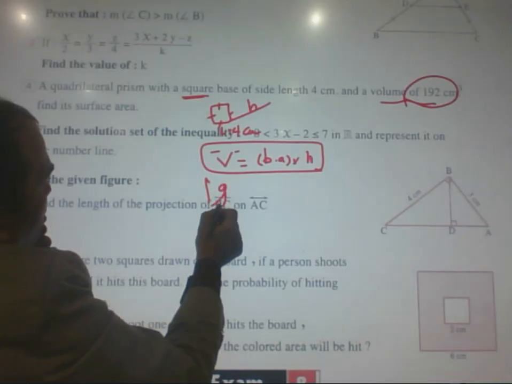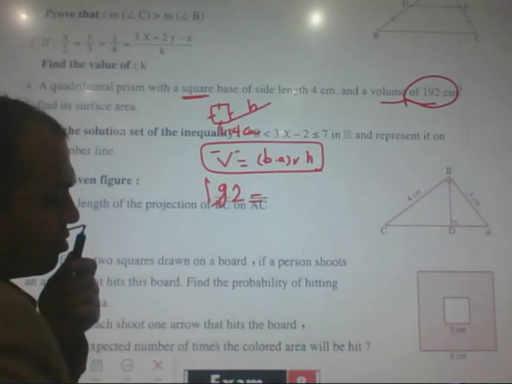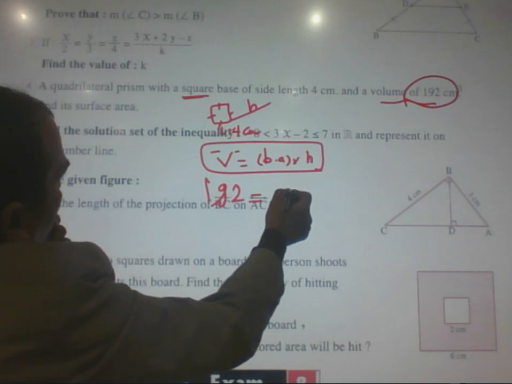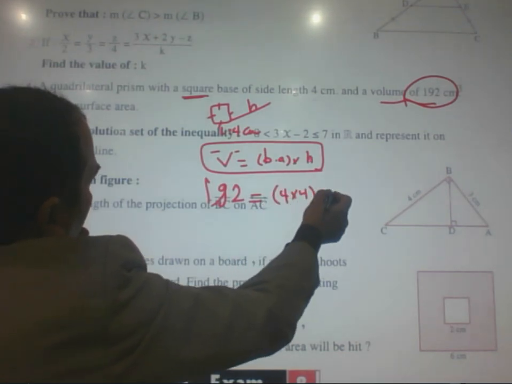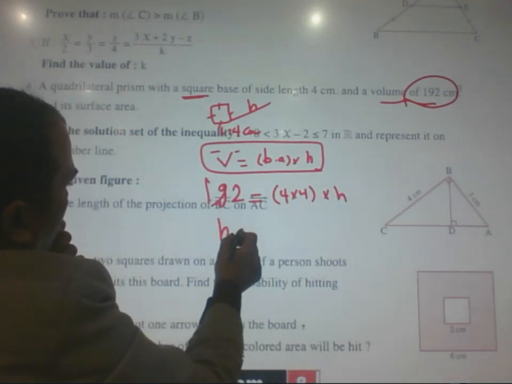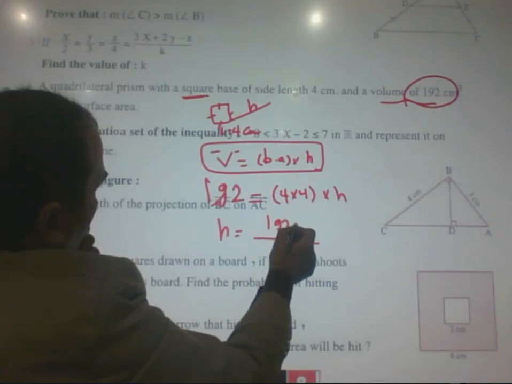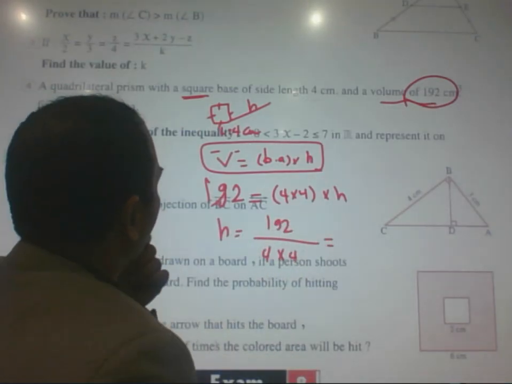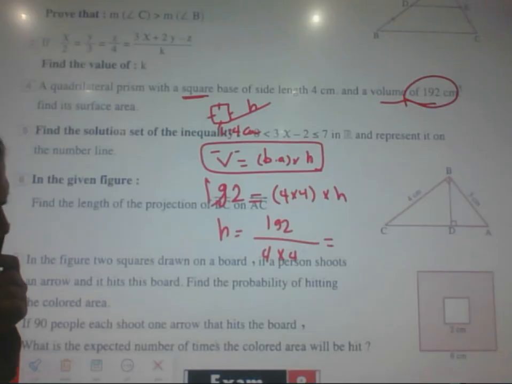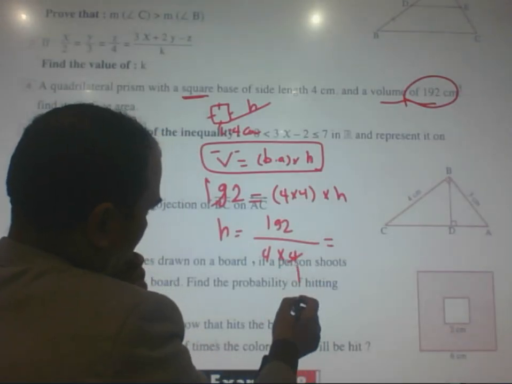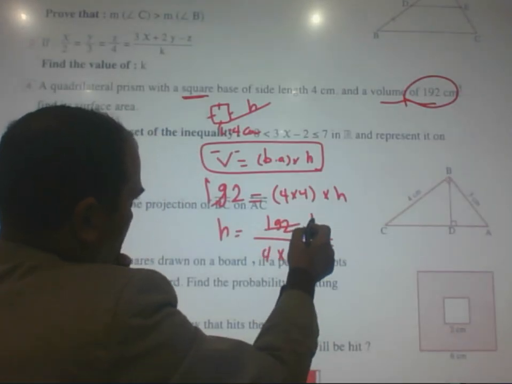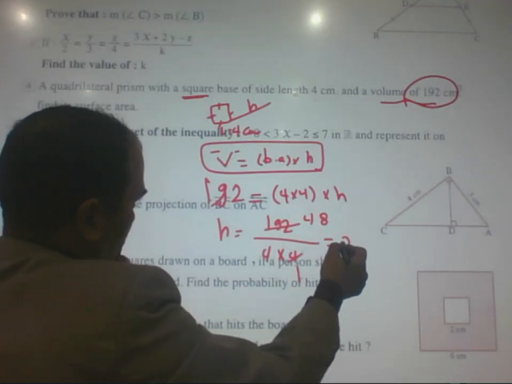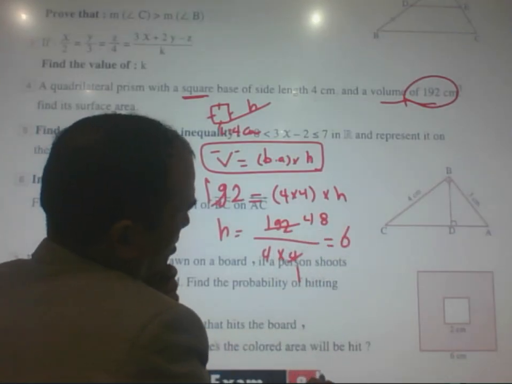Then we can write 192 equals base area, 4 times 4, multiplied by height. The height equals 192 divided by 4 times 4. 4 times 4 is the area of a square, side times side. Then we can simplify: 4 divided by 4 equals 1, 19 divided by 4 equals 4 and the remainder 3, 32 divided by 4 equals 8. 48 divided by 4 equals 12.